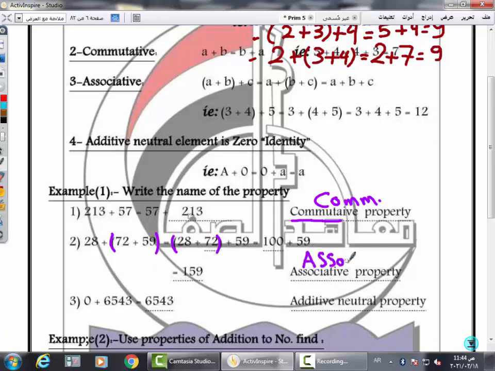S-O-A-S-S-O. Okay? And the result will be 100 plus 59 equals 159. The third example, 0 plus 6,543 equals 6,543. We look at 0. 0 is called additive neutral property. We can write it as A.